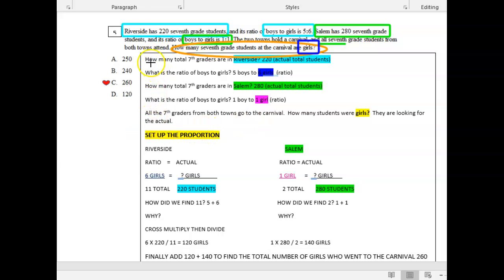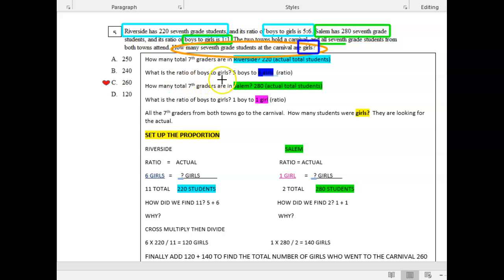You know how we like to do? We like to dive into this text, the unpacking, and we want to ask ourselves some questions that's going to pull out important information for us to solve. So let's go ahead and get into that. How many total 7th graders are at Riverside? Remember, Riverside is our turquoise. Well, we're going right into the text. 220 7th graders. Those are the actual total students at Riverside.